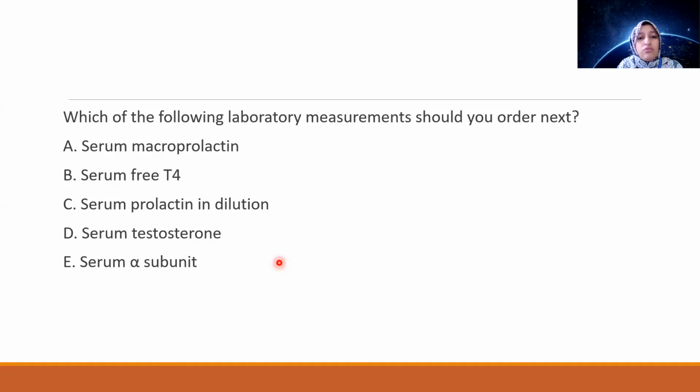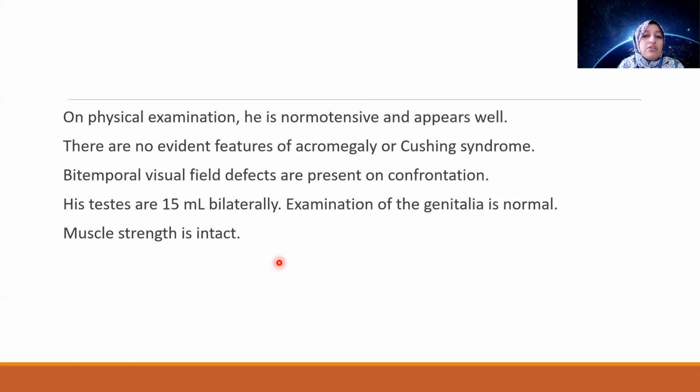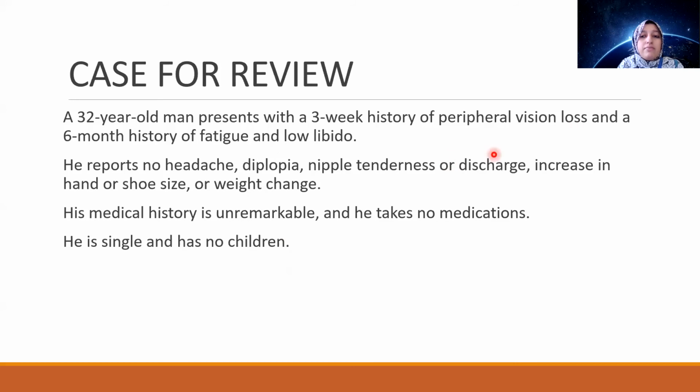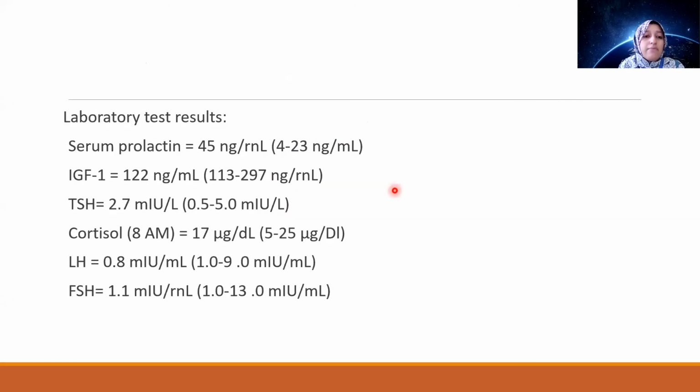So the question is, which of the following laboratory measurements should you order next? Either serum macroprolactin, serum free T4, serum prolactin in dilution, serum testosterone, or serum alpha subunit. So this is supposed to be an interactive question, but I will explain. So you see the patient is quite symptomatic. If I go back, he has a compressive effect as well as endocrine effect. Both of the issues are there.